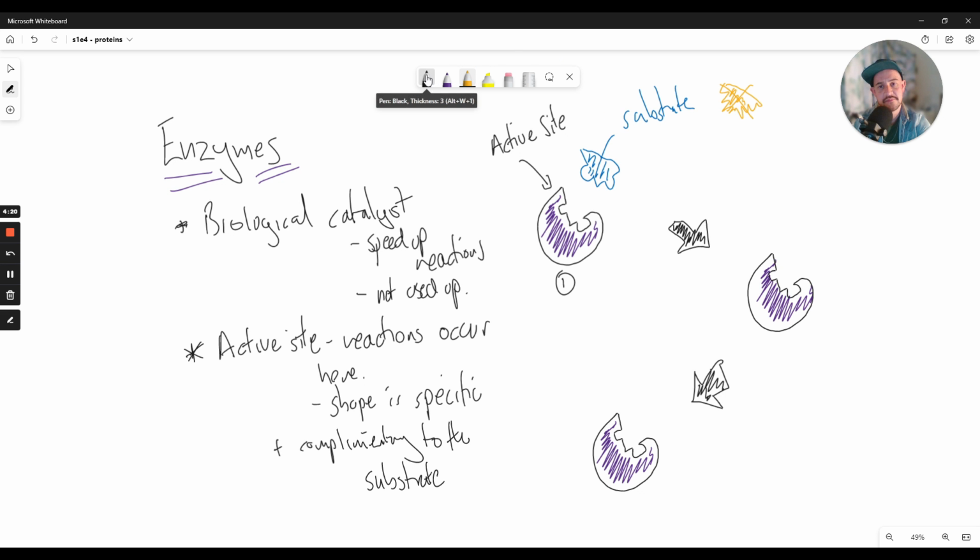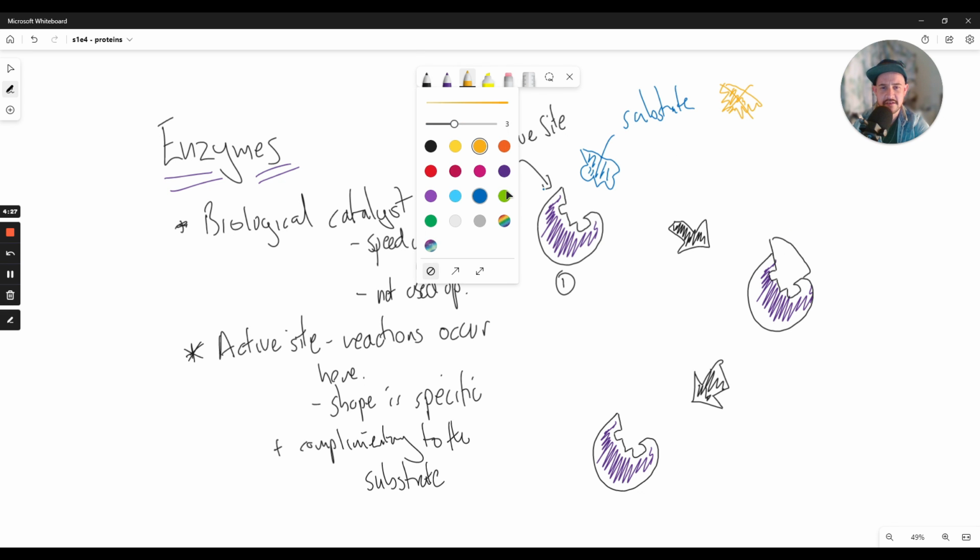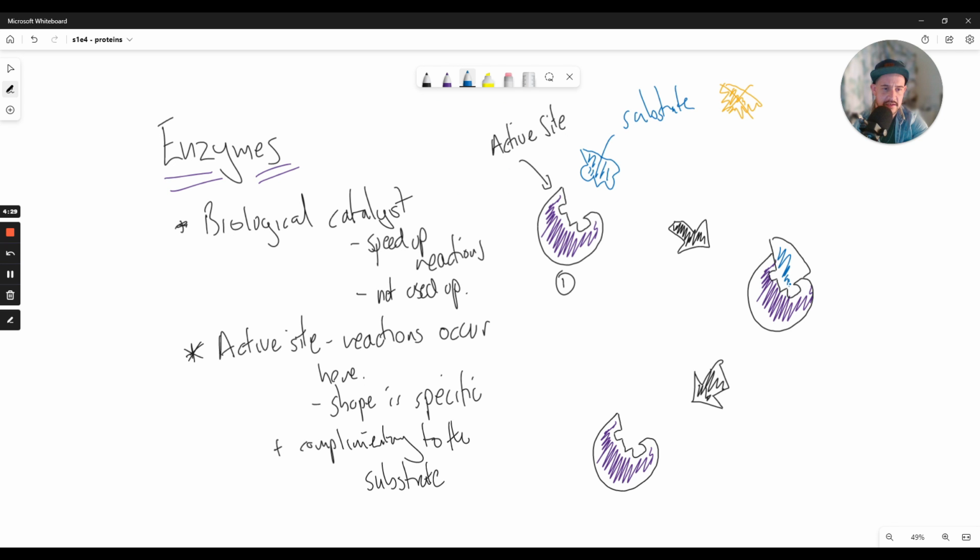Now, the substrate then is going to enter the active site. So if I just draw it here, I'll color this in blue, you'll see it fits nice and snugly into our active site. And what is formed is an enzyme substrate complex. Okay? So the enzyme and the substrate, they lock together, and this whole thing is known as an enzyme substrate complex.